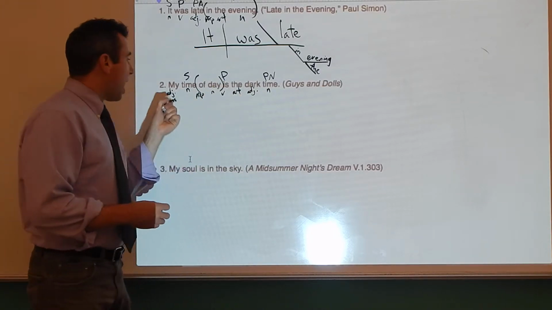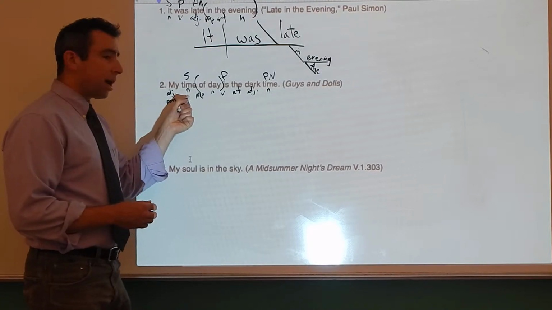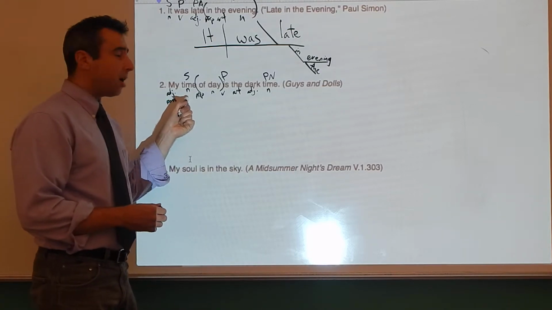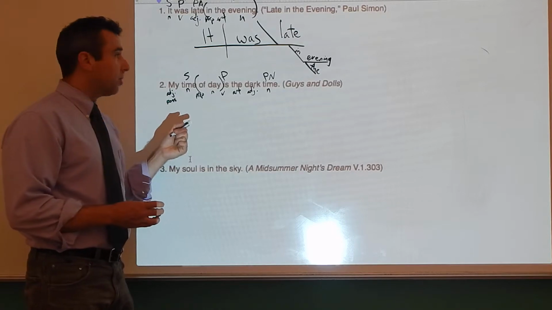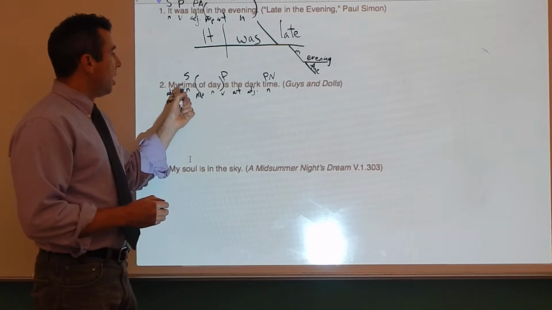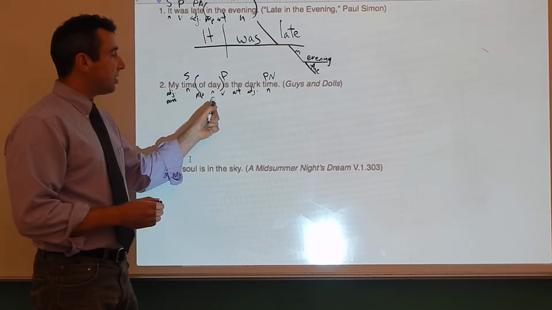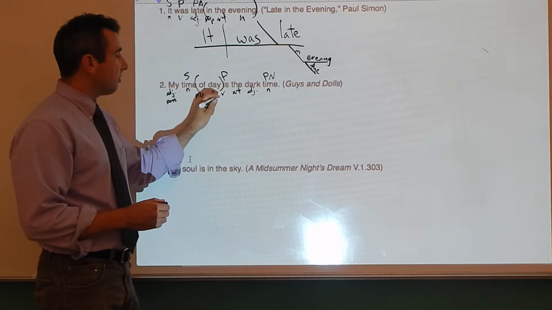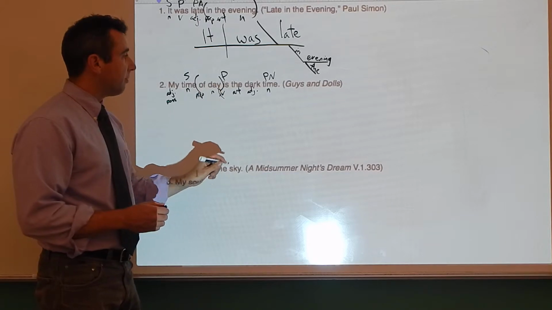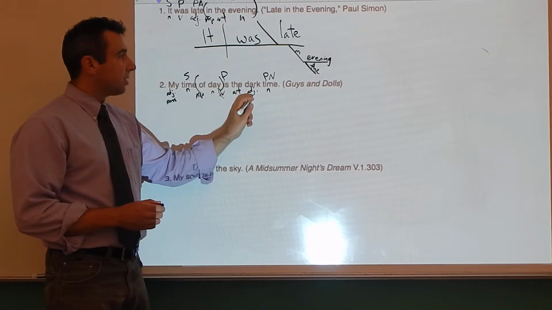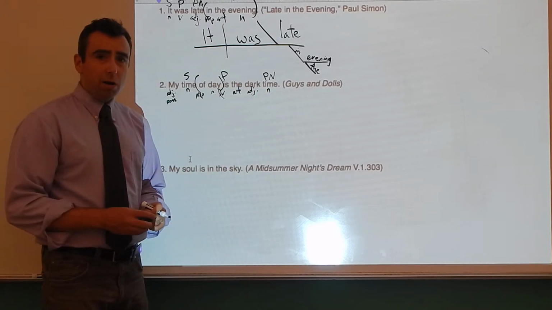Okay. My is an adjective telling us what kind of time we're talking about. We're talking about my time. It is a possessive. That might be worth noting because that affects how we diagram it. Time is a subject. That's a noun. Of is a preposition. Day is a noun. Is, the predicate, is a verb. It's a linking verb if you want to be specific. The is an article. Dark is an adjective describing time, which is also a noun.